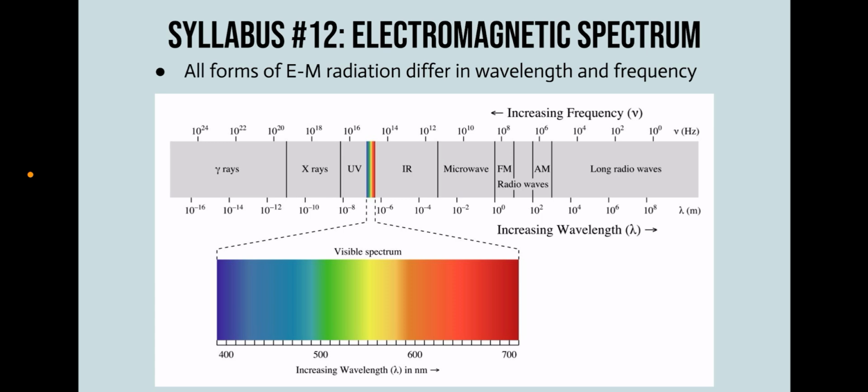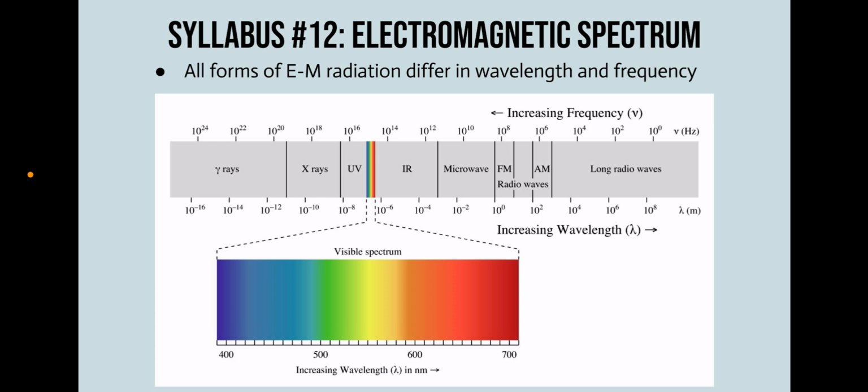So for number 12, this is the electromagnetic spectrum, and all forms of EM radiation differ in wavelength and frequency. So this spectrum is essentially showing these differences. It's important to know about when wavelength and frequency are going to increase and decrease on the spectrum.